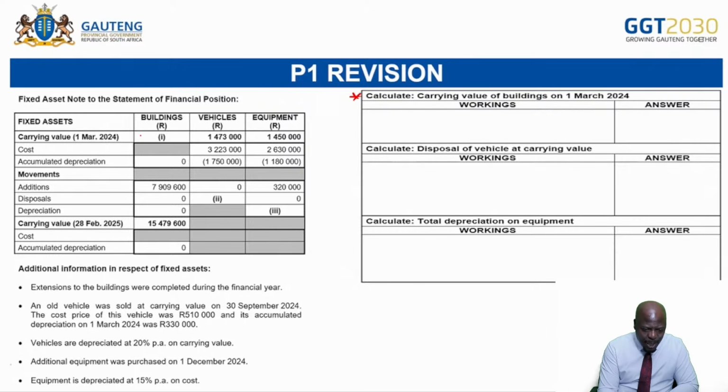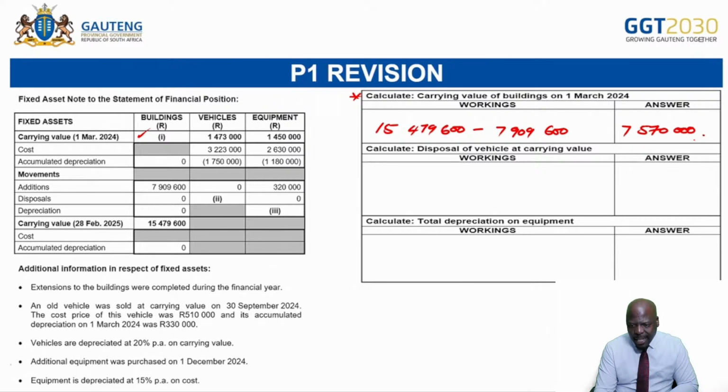So we want this one here. This one is easy. You simply say your carrying value at the end, 15,479,600. Then you subtract your 7,909,600. And then you're going to end up with how much? 7,570,000. Like that. Are we okay? All right. We're good so far. Let's come to the next one.